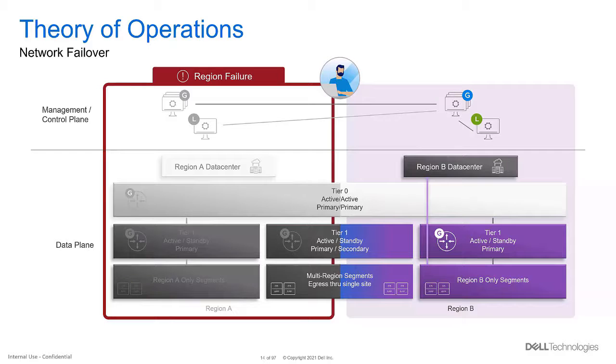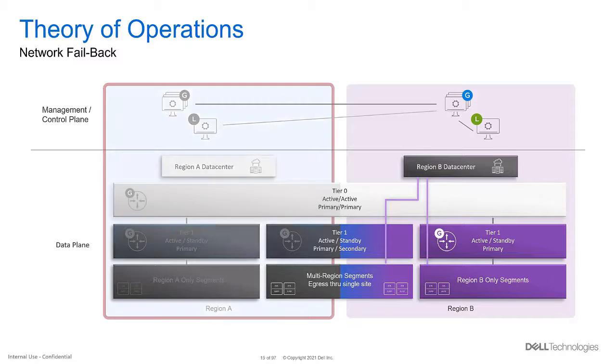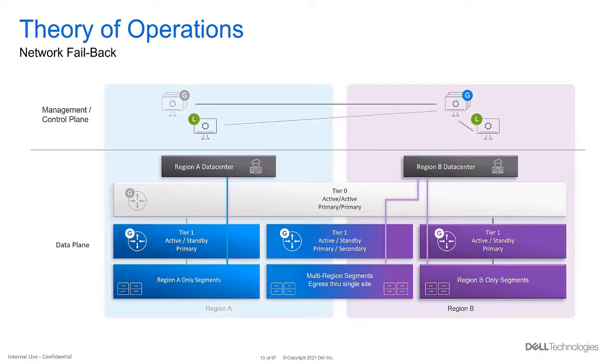And now that we have our global manager back online, the next thing that he would need to do is to configure our multi-region segments to egress through Region B. So he's going to make that change, and now we're back online with our multi-region segments, egressing through Region B now instead of Region A. So that's how we recover from a network failure.